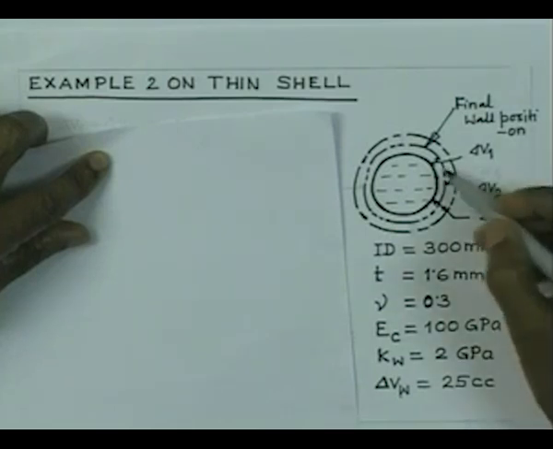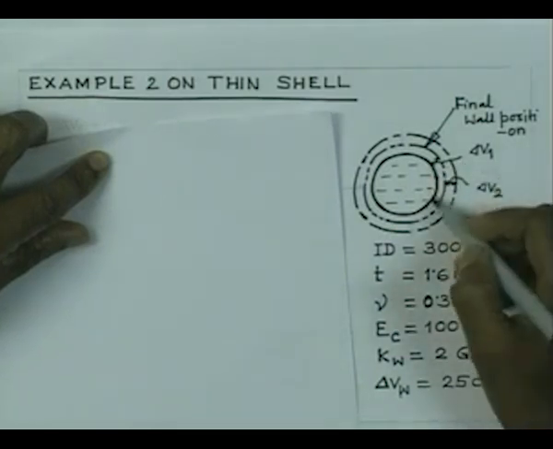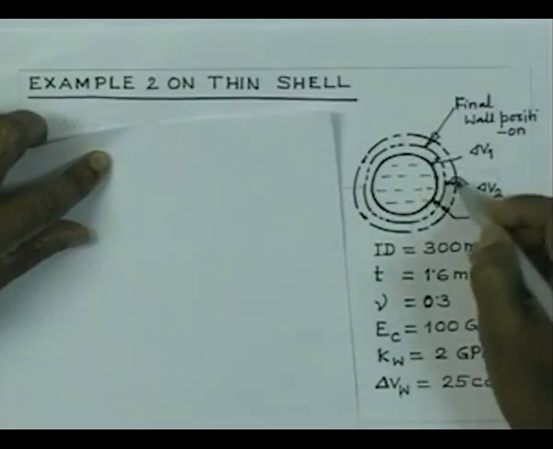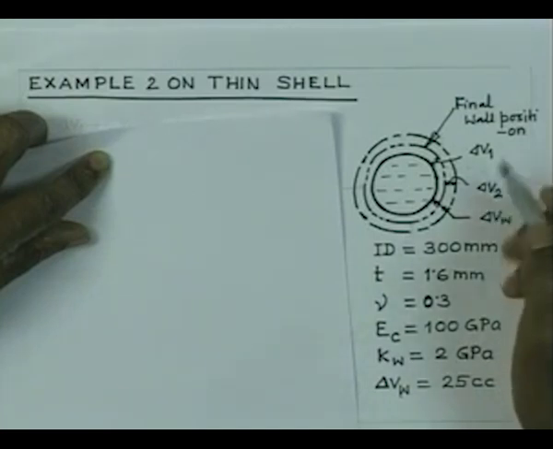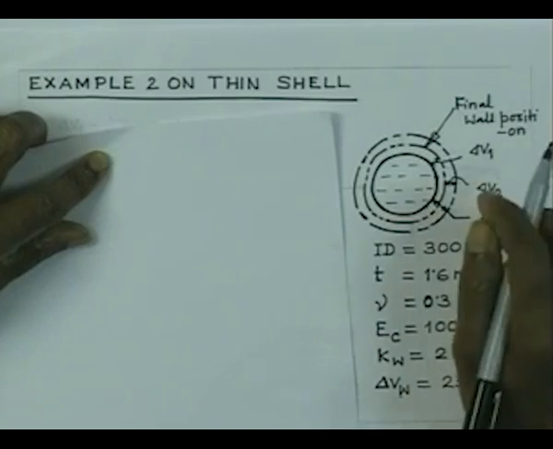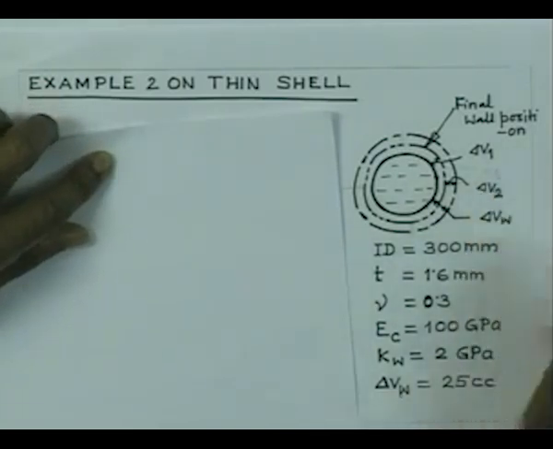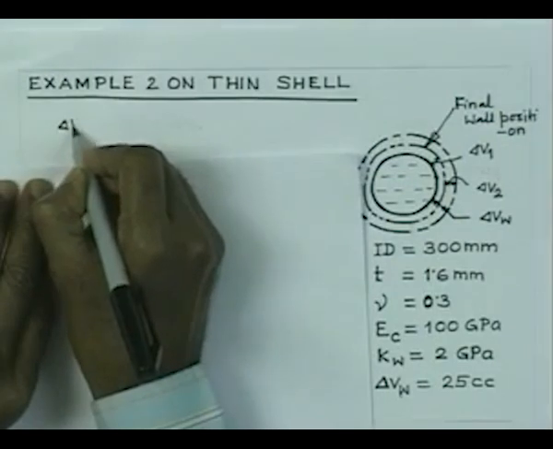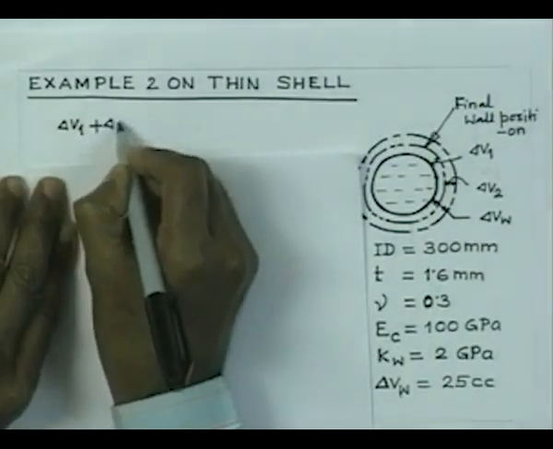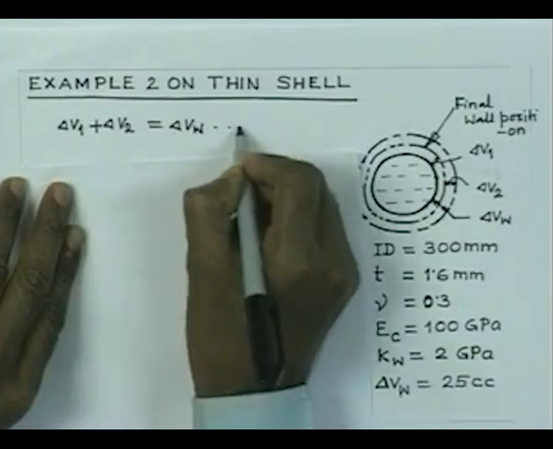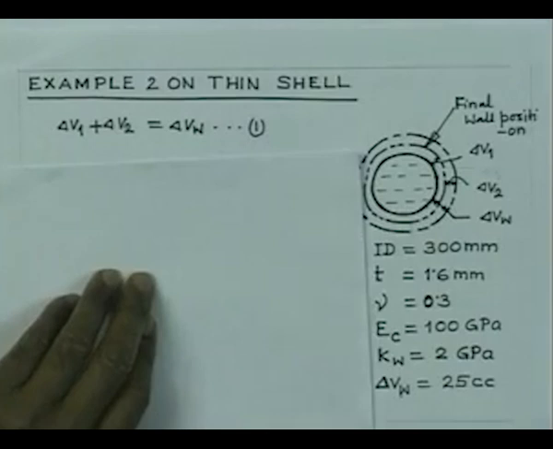Now, we can calculate delta V1, because the internal pressure of water will try to expand the copper vessel by delta V1, and the pressure acting on the outer surface of the water sphere will try to compress it by delta V2. Therefore, we can calculate both under the same pressure, and then write the compatibility condition that delta V1 plus delta V2 equals delta V W. So, that is equation number 1, which is nothing but the compatibility condition.